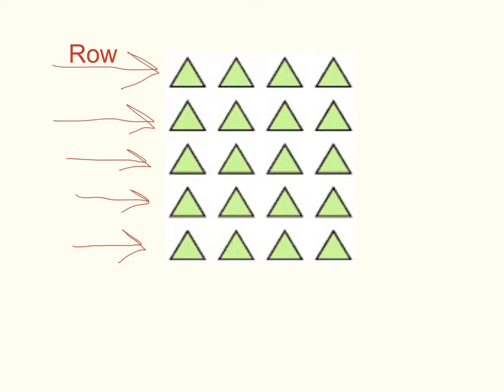The other word that we used was the word columns, and columns are going up and down. So on this one, we have a column over here going all the way up, a column here, and finally a column right here. So our columns are going up and down.